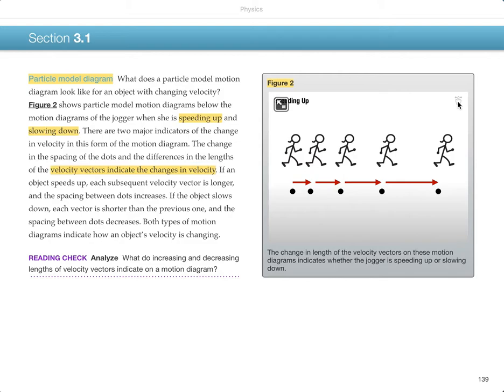I wonder what it looks like if they were to slow down. Did you see that one coming? Now as they slow down, the dots get closer together and the displacement becomes less because you're traveling slower. And velocity is displacement divided by time, and the velocity is getting slower. So it all kind of fits together.